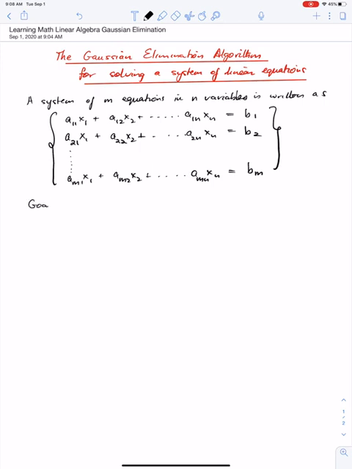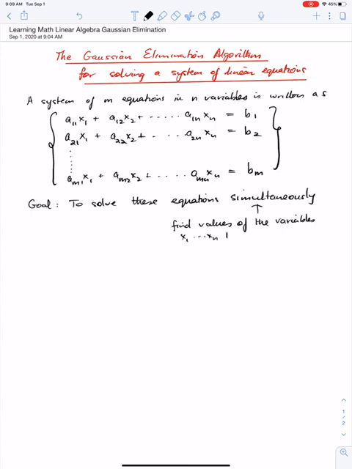And the goal is to solve these equations simultaneously. And by that we mean find values of the variables x1 to xn in this case, that satisfy all the equations at the same time.